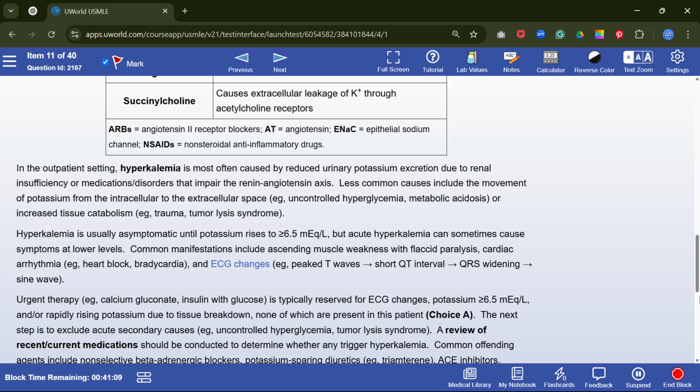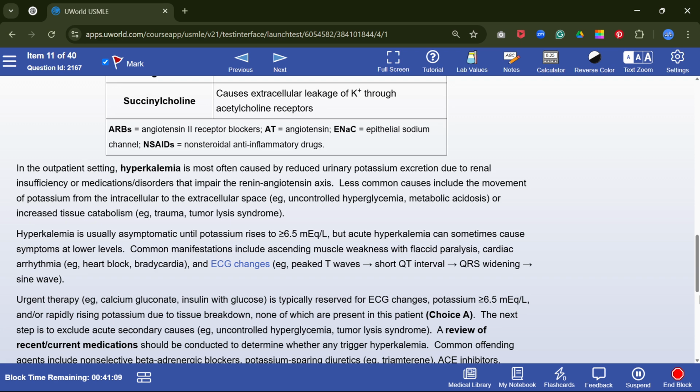Urgent therapy, calcium gluconate, insulin with glucose, is typically reserved for ECG changes, potassium more than 6.5 milliequivalents or rapidly rising potassium due to tissue breakdown, none of which are present in this patient. The next step is to exclude the secondary causes, uncontrolled hyperglycemia and tumor lysis syndrome.